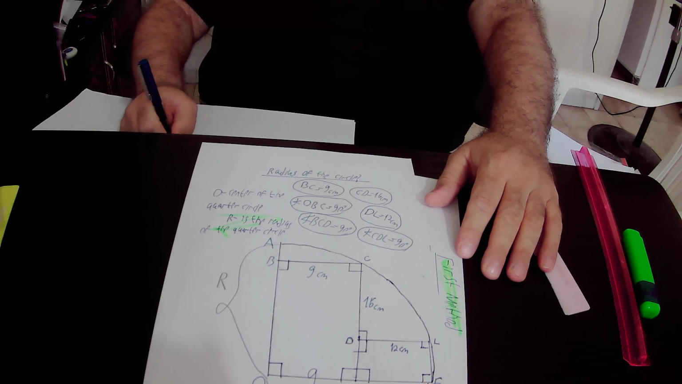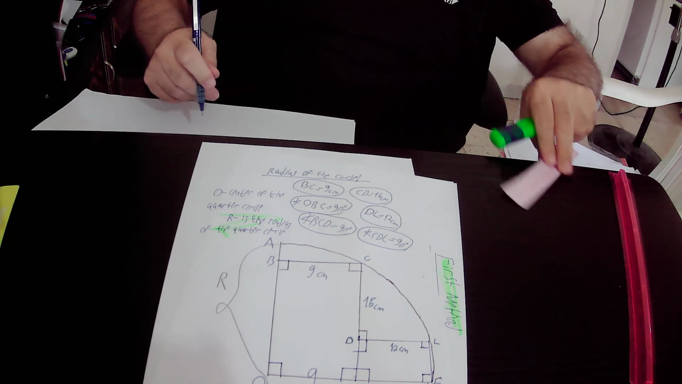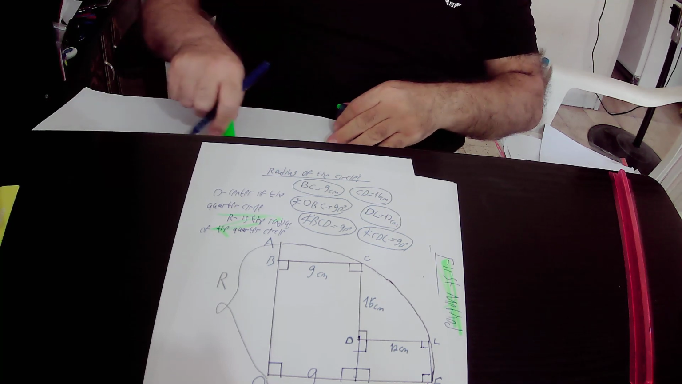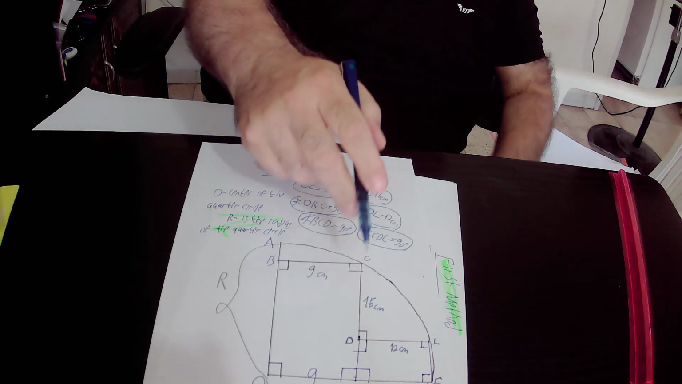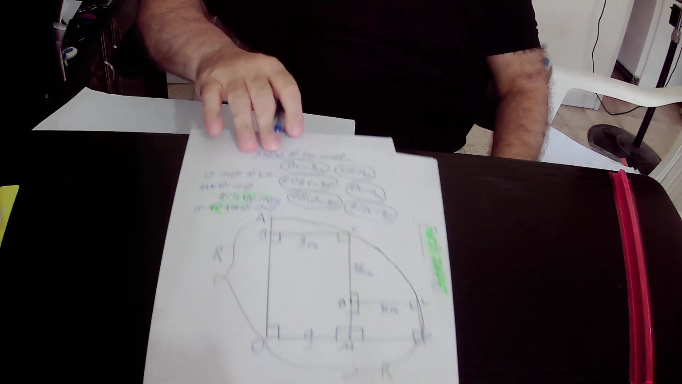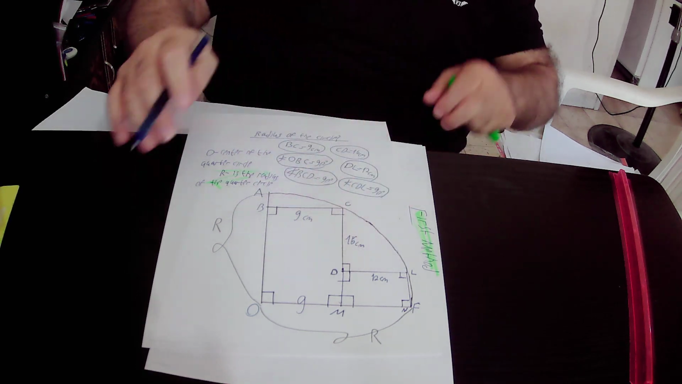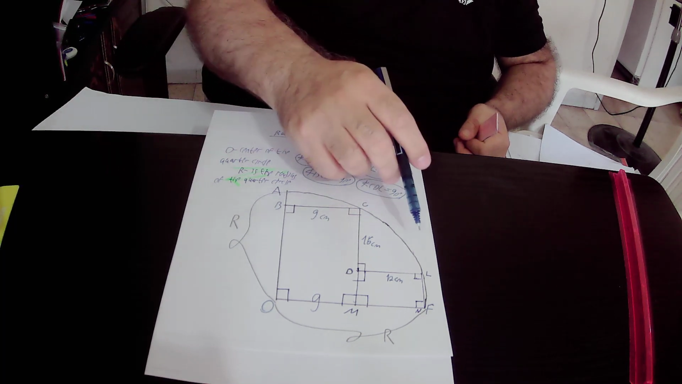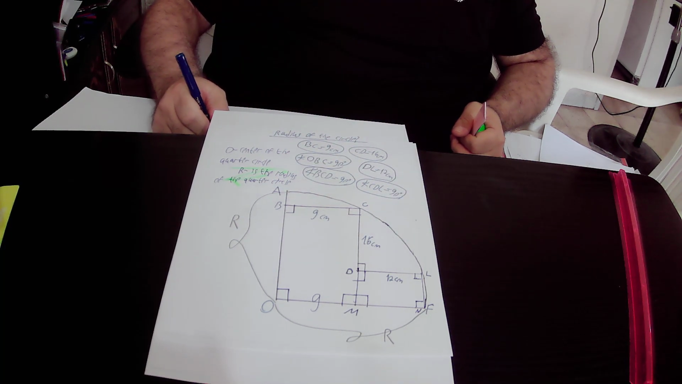Okay, quadrilateral DLMN is a rectangle because it has 4 right angles. And we know that the opposite sides of a rectangle are equal to each other. So the opposite sides of rectangle DLMN must be equal to each other. That is to say, side DL must be equal to side MN.